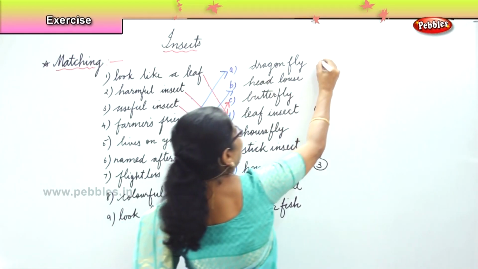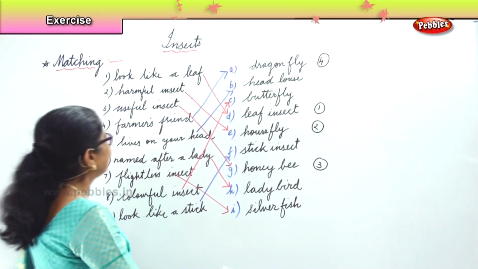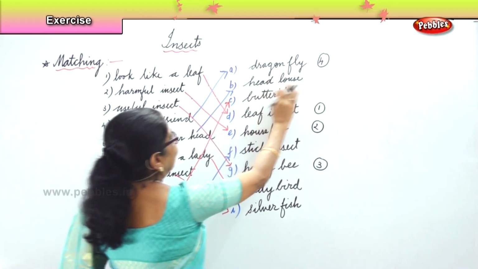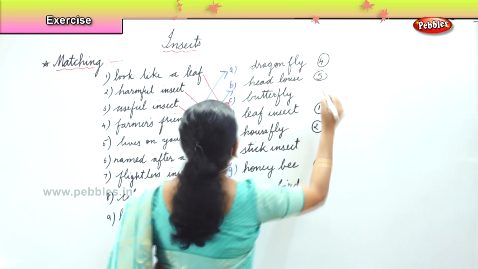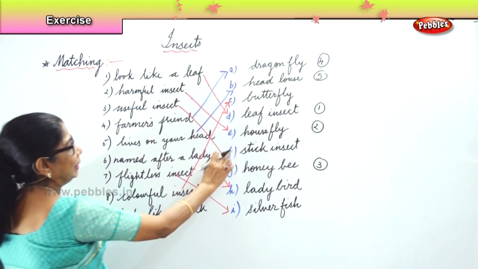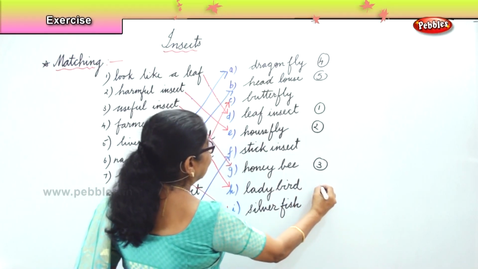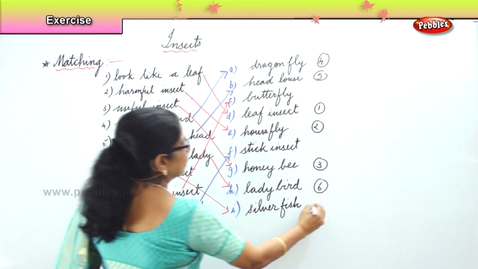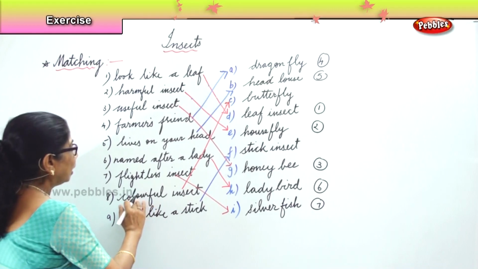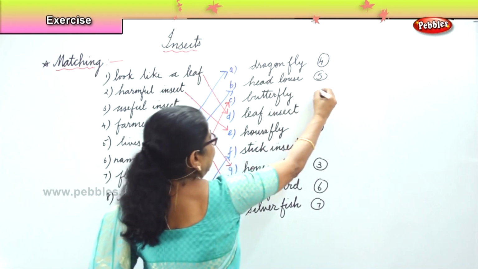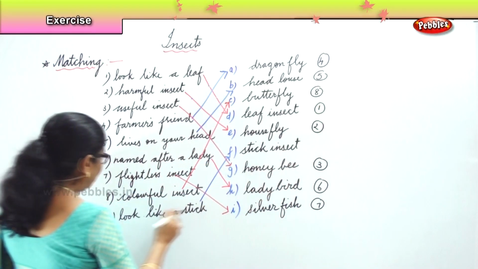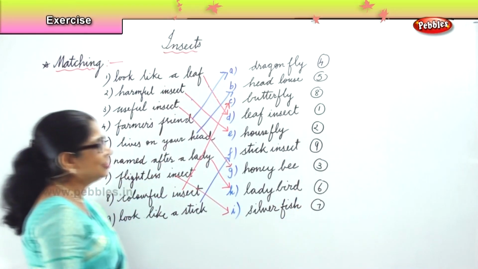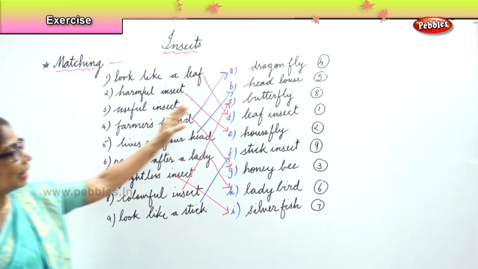Farmer's friend is a dragonfly. Lives on your head, that is the head louse that lives on your head. Then, named after a lady is a ladybird insect, and then flightless insect is a silverfish that cannot fly. Colorful insect is a butterfly. And finally, you have look like a stick, that's a stick insect. So we have done the matching of the kind of insect with the insect.